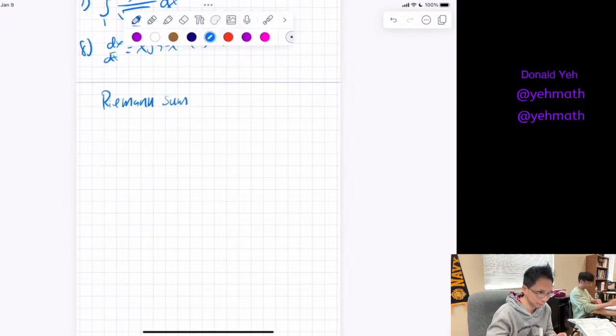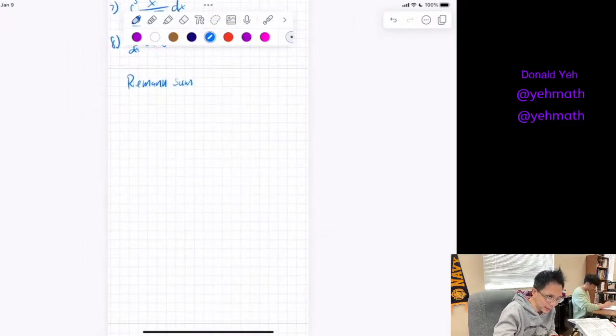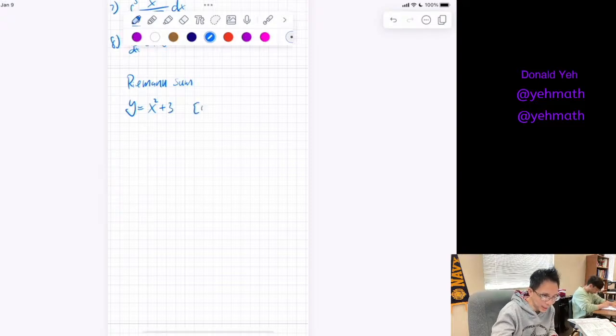Riemann sum. I can give you, I'll just name a function. So this one, y equals x squared plus 3. And I'm going to say it's 0 to 2.